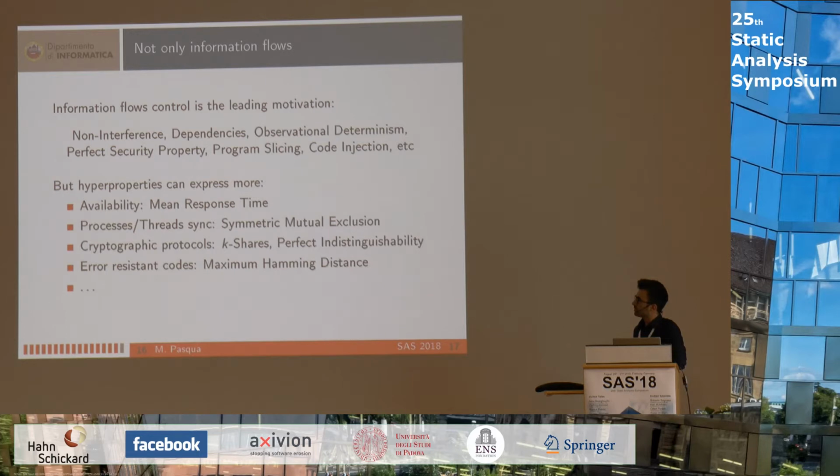Hyperproperties exist for, for instance, availability. This means that all executions of a program must reply to a request, on average, within a certain amount of time. We have some hyperproperties for process synchronization, which are clearly specified on multiple executions. And cryptographic protocol requirements can be expressed with hyperproperties, and so on.